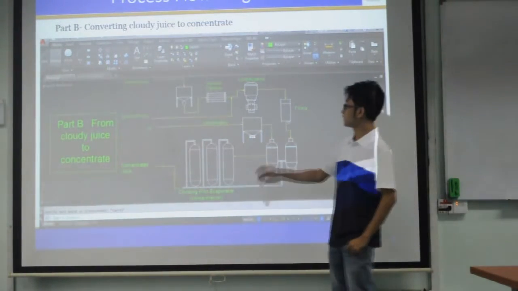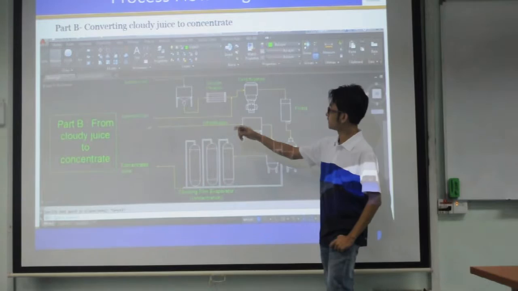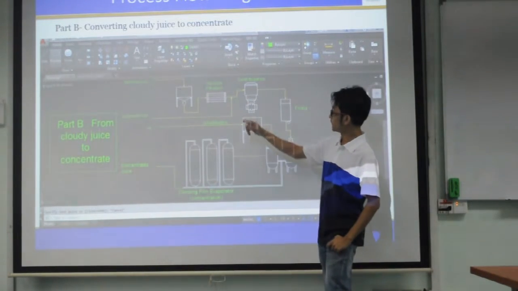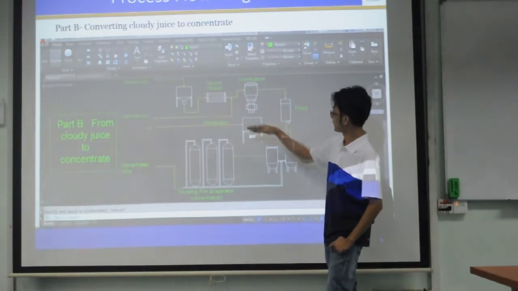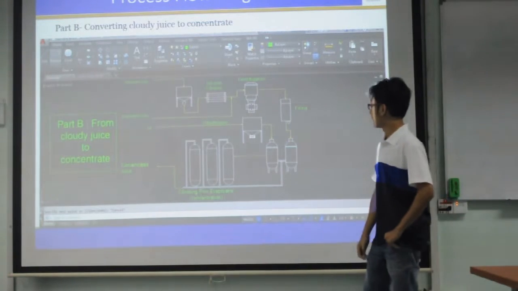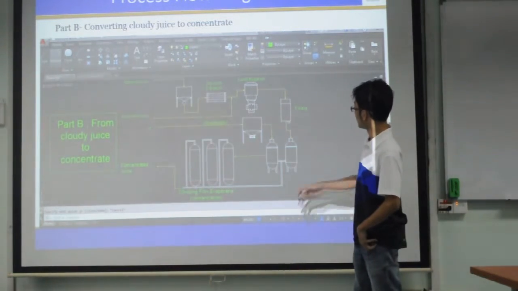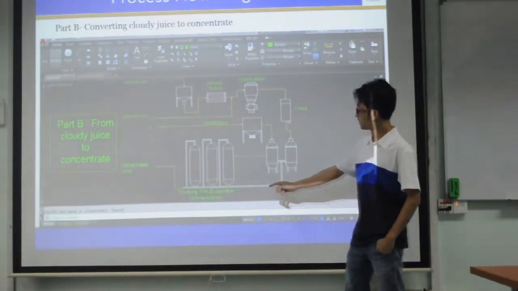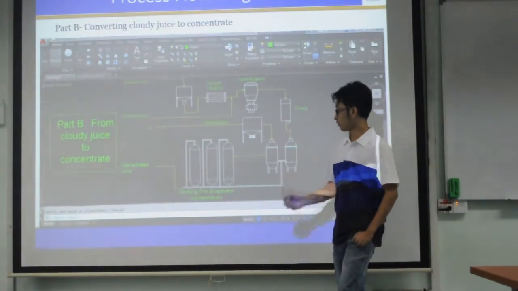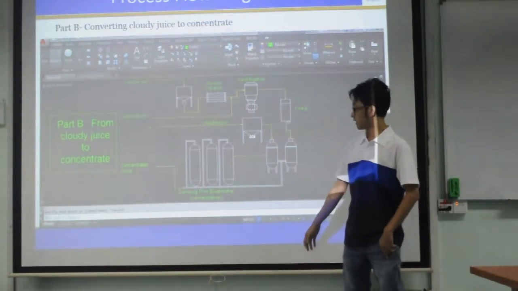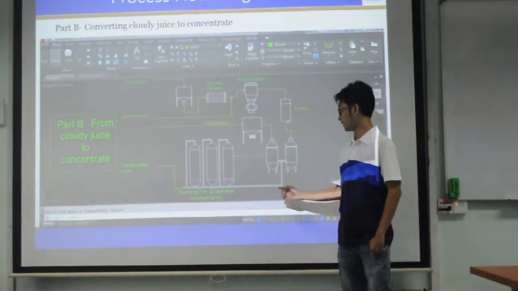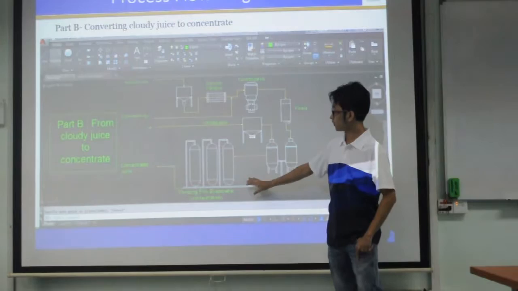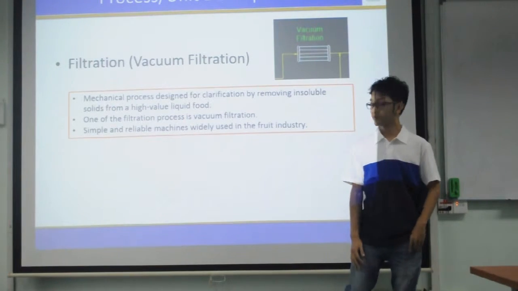The first process is vacuum filtration, where the sediment will go to the vacuum filtration and the supernatant will go straight to the centrifugation. Then we go to the concentration process, where in our report a climbing film evaporator is used, and then we will get the concentrated juice.